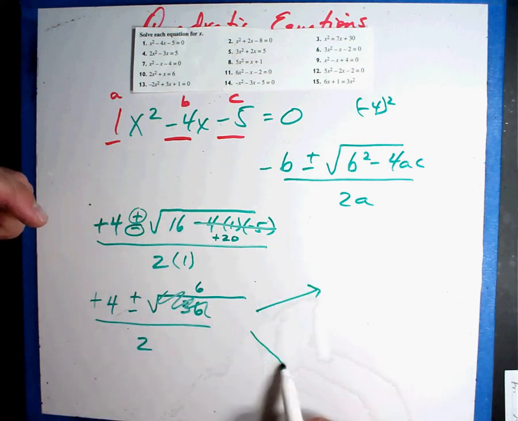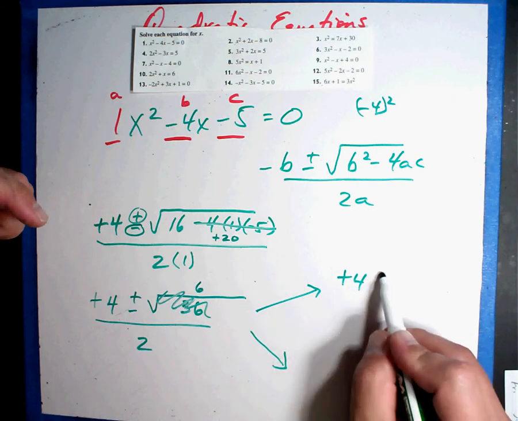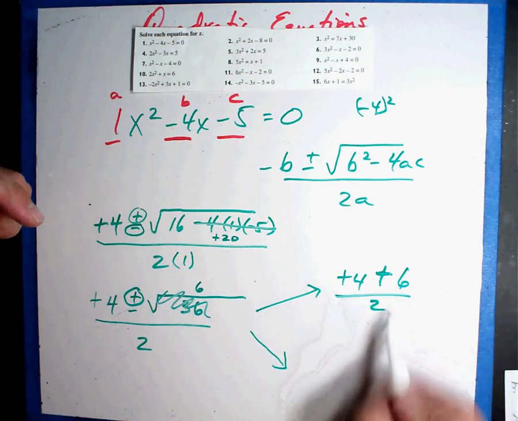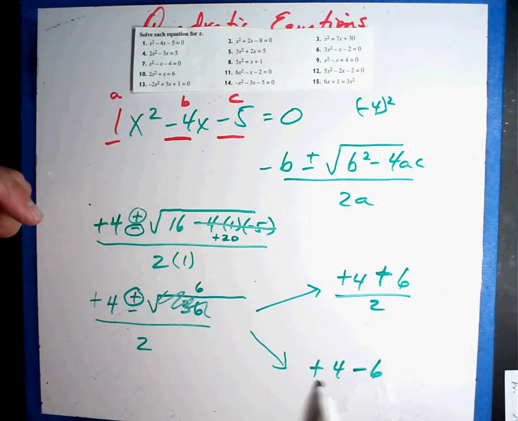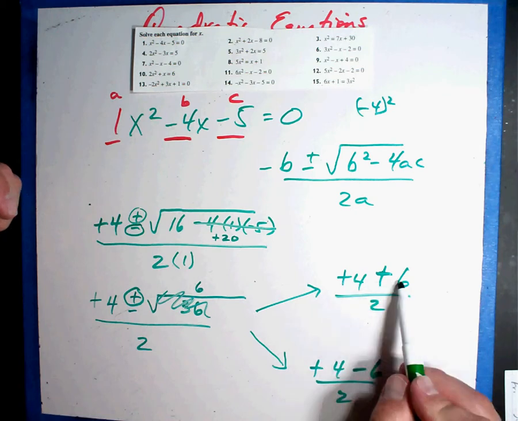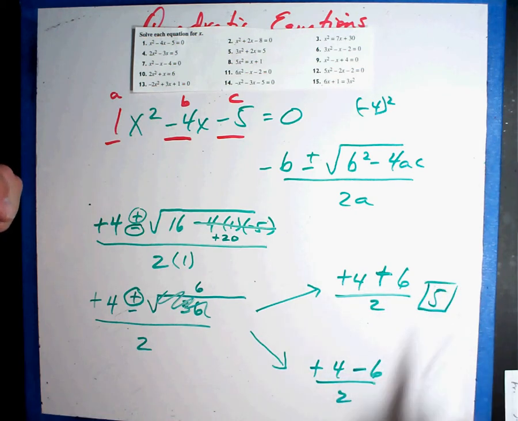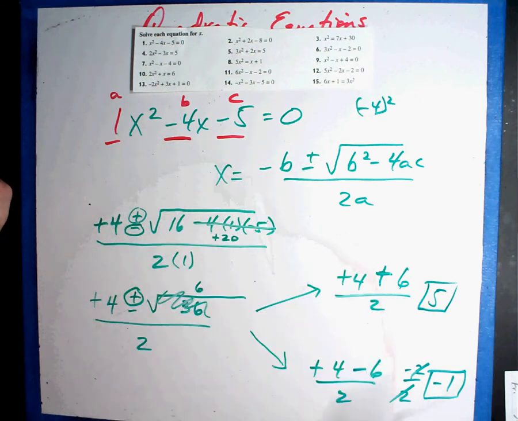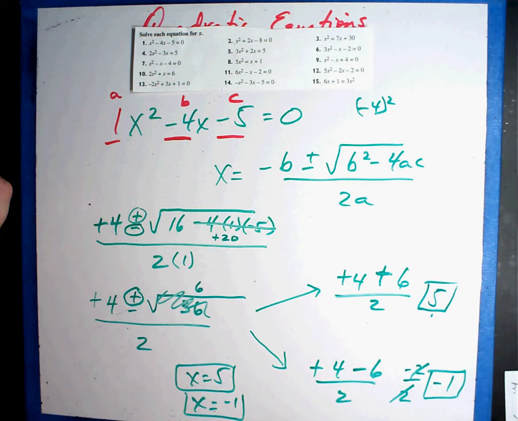Two answers. Plus 4 plus 6 divided by 2, and 4 minus 6 divided by 2 is going to be the other answer. So 6 plus 4 is 10 divided by 2. 5 is one of my answers. And let's see, 4 minus 6 is a minus 2 divided by 2. The 2's cancel. Minus 1 is the other answer. So my two x values: x equals 5, got that answer right there, and x equals minus 1. Those are my two answers to this equation.